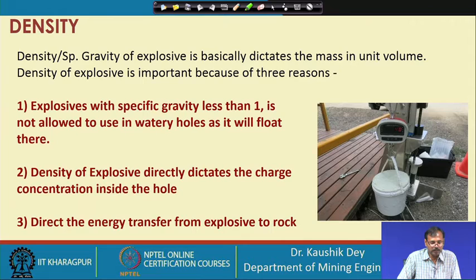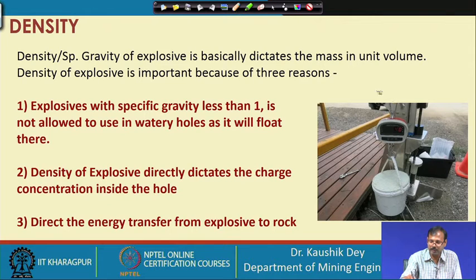Second, the density of the explosive directly dictates the charge concentration inside the hole. That means if the density of the explosive is more, then per meter of drill length, the charge quantity becomes more. Third, the direct energy transfer from the explosive to the rock depends on the density of the explosive. We will come to all these points gradually, but let us see this picture.